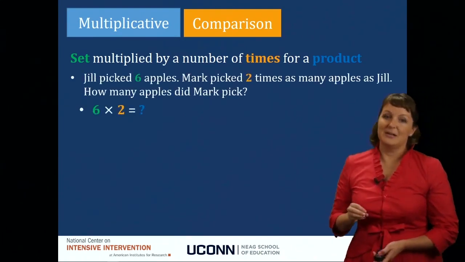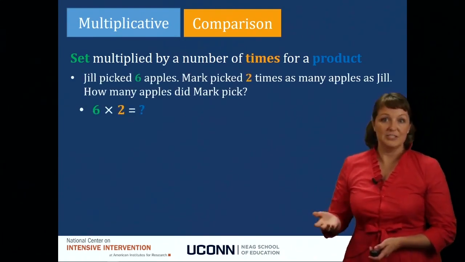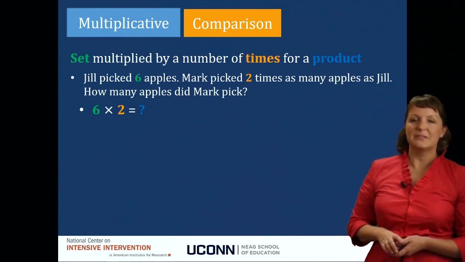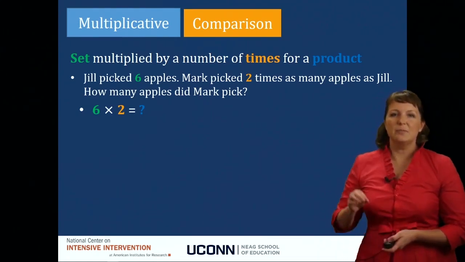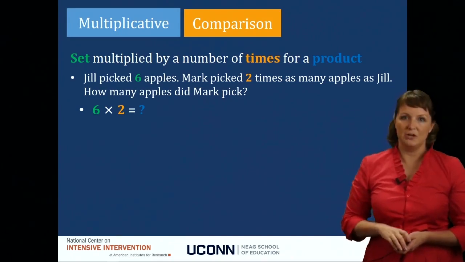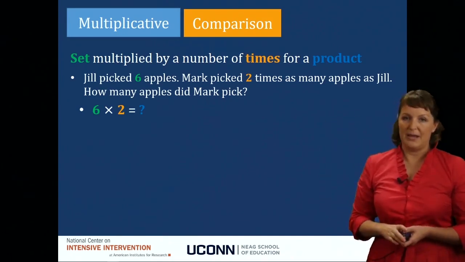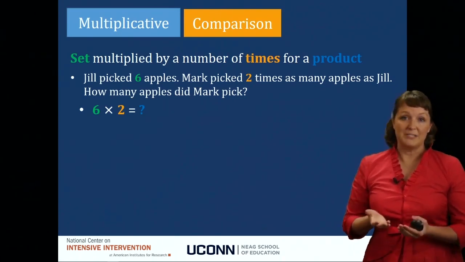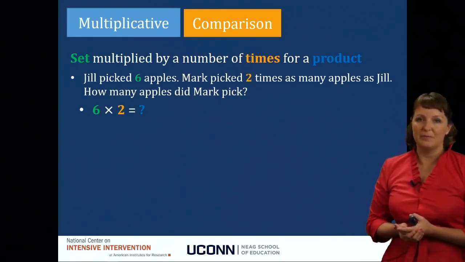So here's the example that we see most often when we actually see this schema in different textbooks and on different assessments. Jill picked 6 apples. Mark picked 2 times as many apples as Jill. How many apples did Mark pick? Now we also could see the word twice put in there. Mark picked twice as many apples as Jill.